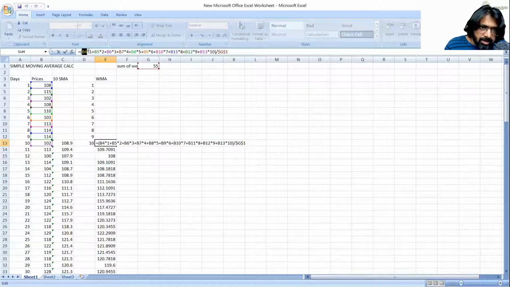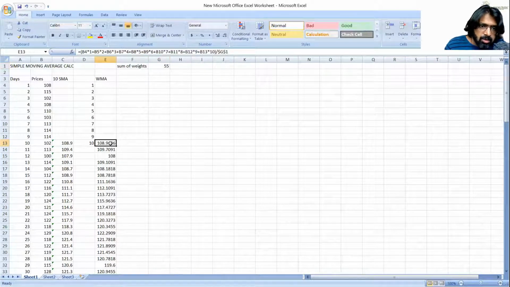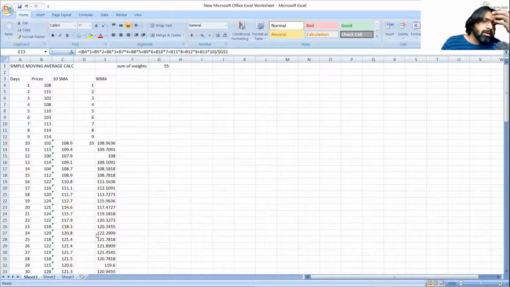So the 10th day ago, like the first day, has only a weightage of 1. When you do that and divide by the sum of the weights, you get a weighted moving average. Now you can plot that also out here.